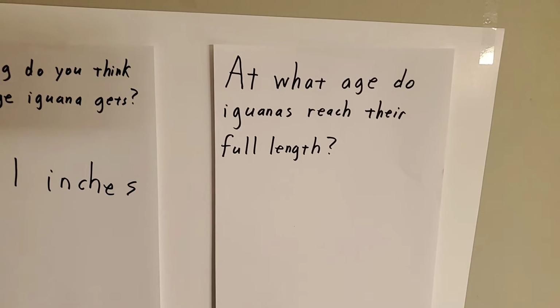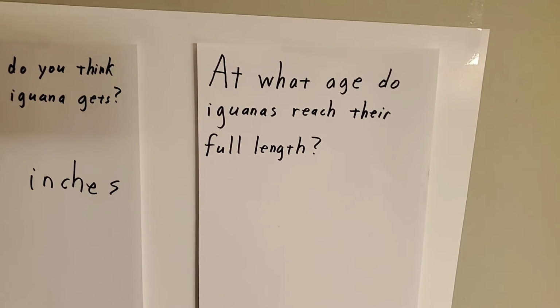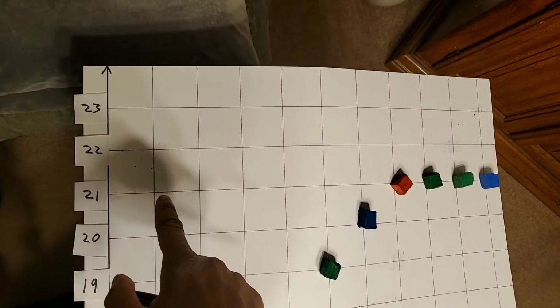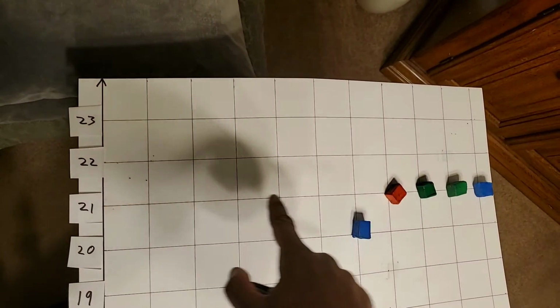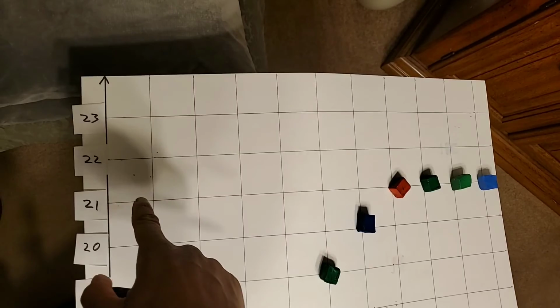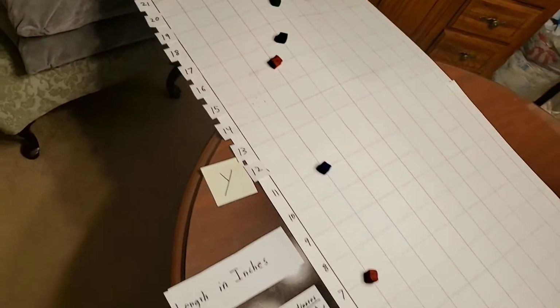At what age do iguanas reach their full length? Okay, what age do iguanas reach their full length? So let's go back. We said that they're going to reach their full length at about 21 inches. But we need to see what age they start, or what age they stop. Okay, so let's go back. Look at the whole graph.